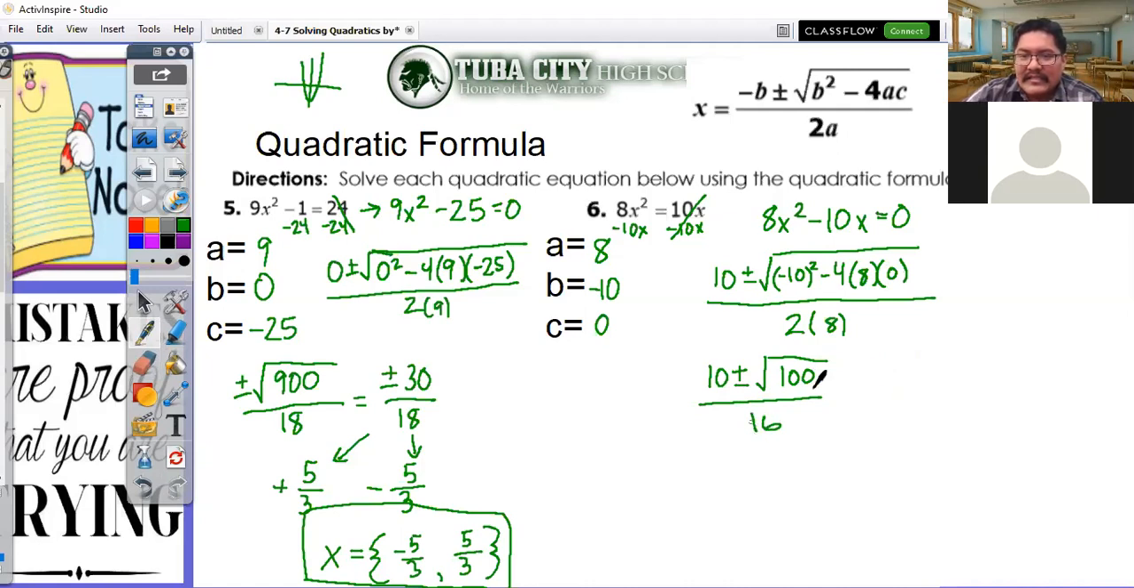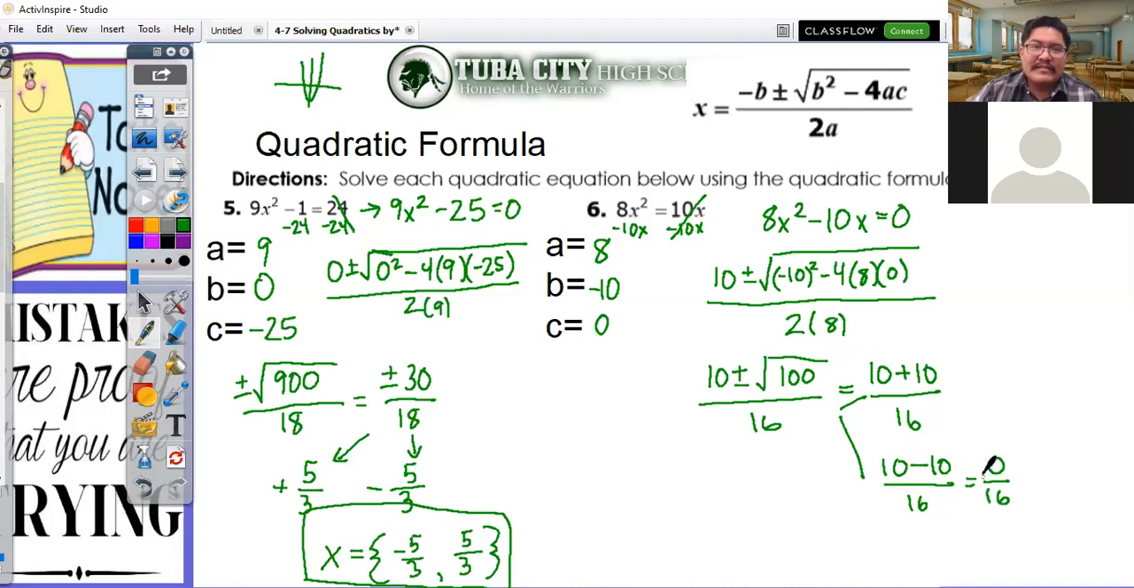2 times 8 is 16. 10 plus, and then the square root of 100, which is 10. In fact, I could break it down into two different formulas right now. 10 plus 10 over 16, and I'm going to do this one like this here, 10 minus 10 over 16. Now, one of these I can immediately tell what's going to happen.